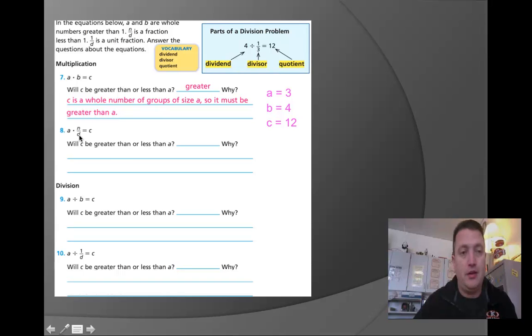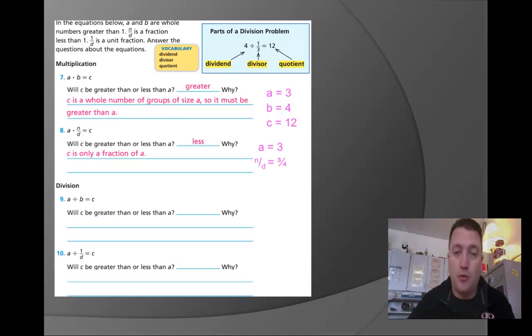A times our fraction equals C. Is it going to be greater or less than A? Will C be greater or less than A? Well, it's going to be less. Why is that? Well, really, I'm just taking a fraction of A. So whenever I multiply a fraction times a whole number, my answer is going to be smaller, provided that the fraction is worth less than 1 and not an improper fraction, okay?